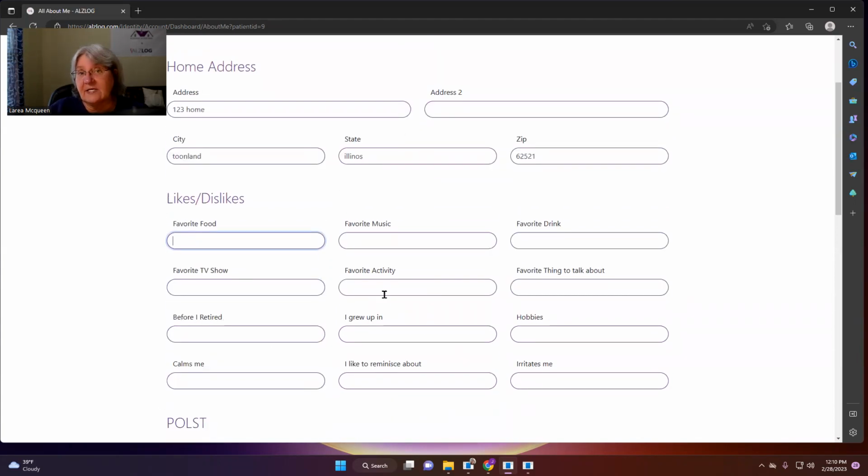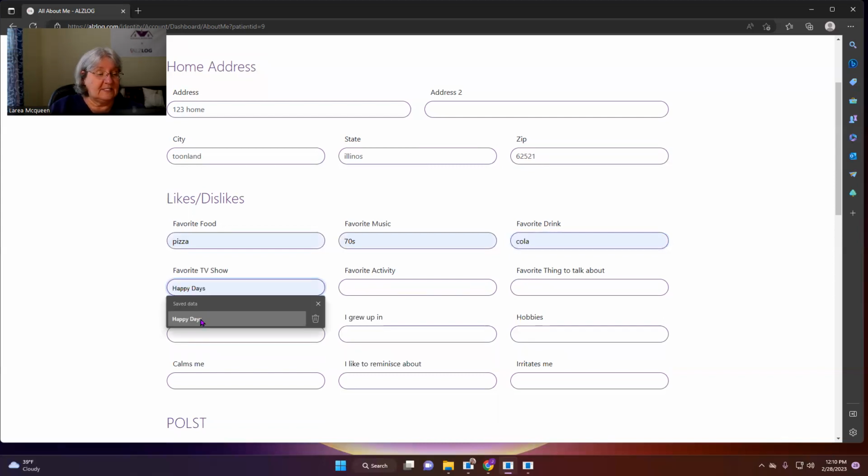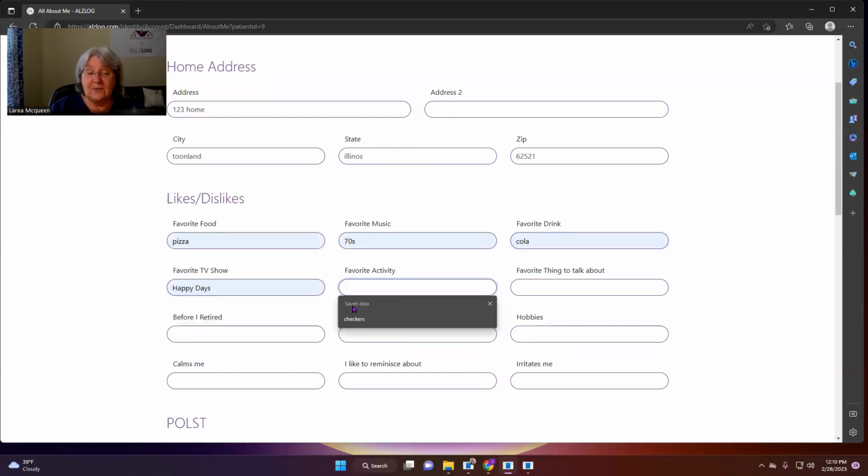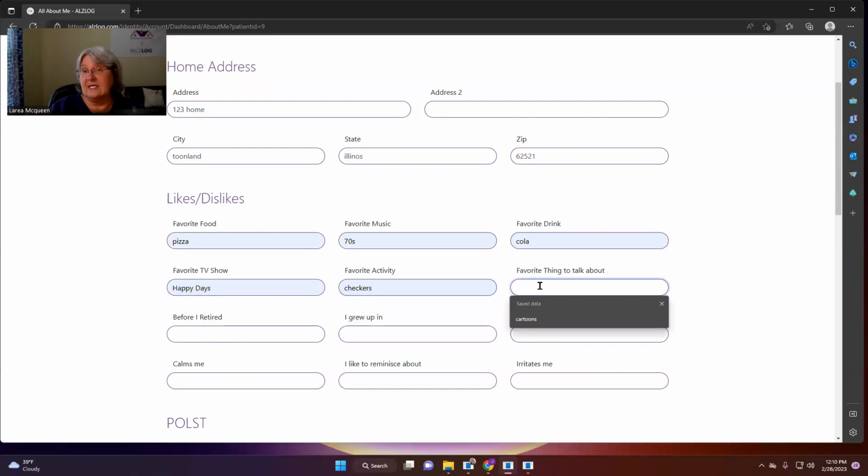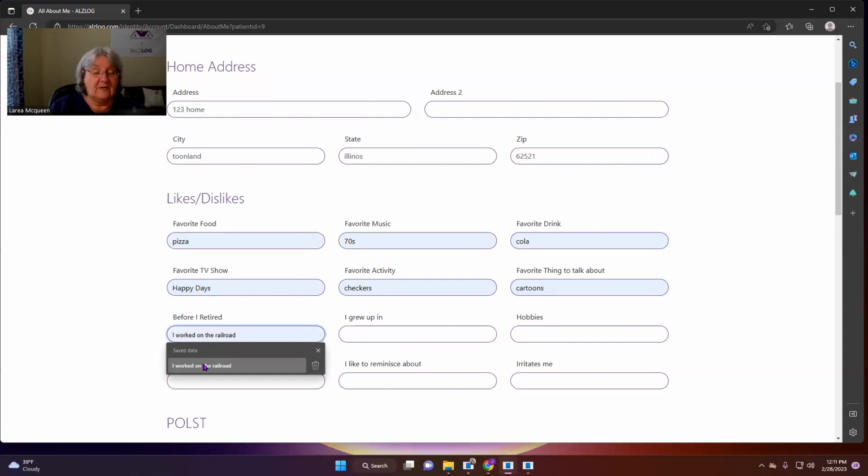So then you put in the address, the basics there, and then you come down to their food, their likes and dislikes. This covers several different areas, but you want their favorite food, you want their favorite music. All of this right here is giving that information to that caregiver who's coming in to help you. These are the things they can try to help keep your loved one happy. These are the things they like to talk about.